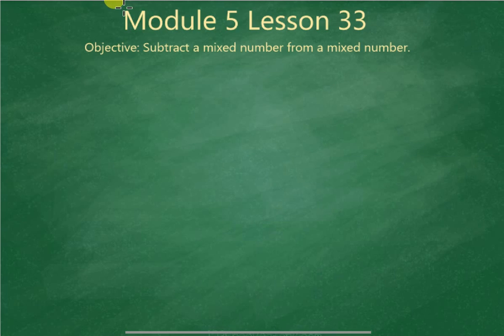All right, so basically this lesson continues where the last lesson left off, and that is we're subtracting a number. Let's say we have 4 and 3/8, and we're going to subtract from that. In our last lesson, we subtracted just a fraction. So in the last lesson, maybe we just subtracted 5/8 from it. Well, in this lesson, we're going to have a mixed number.